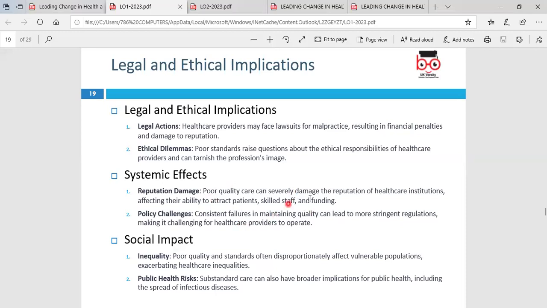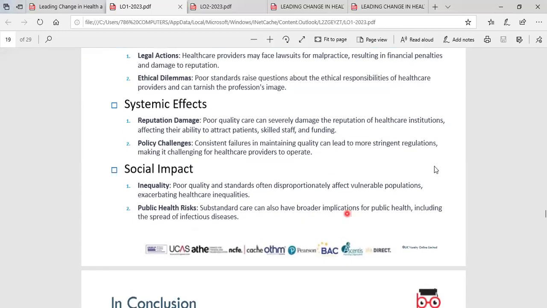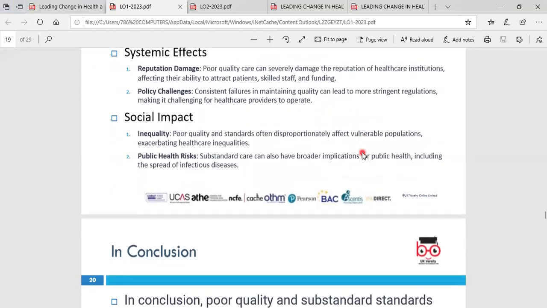And then obviously there are different factors that would be influenced because of that. There'll be less staff working there. You'll be working with staff, but that's poor quality. You'll be having funding issues. Policy challenges. If you have consistent failures in maintaining quality, it will lead to more stringent regulations, and it will be challenging for healthcare providers to operate within that system.